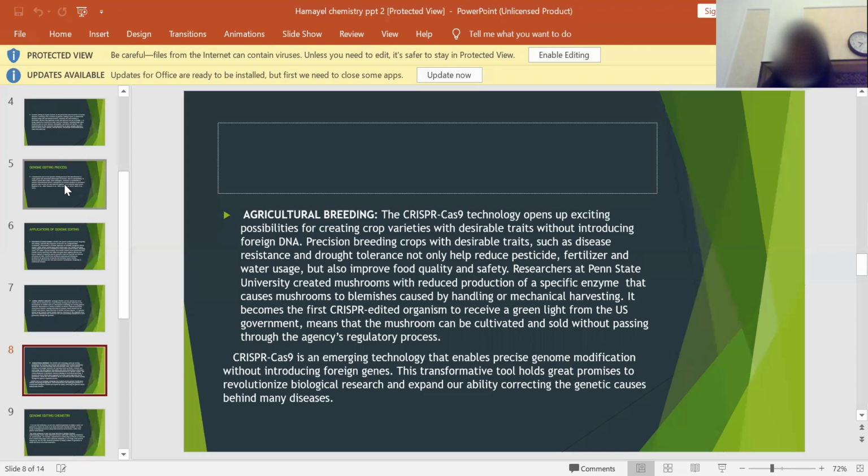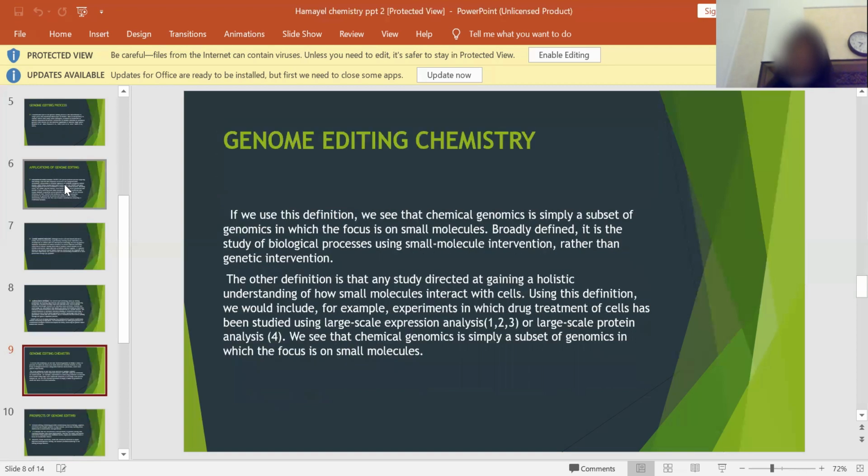So CRISPR-Cas9 is an emerging technology that enables precise genome modification without introducing foreign genes. This transformative tool holds great promise to revolutionize biological research and expand our ability to correct the genetic causes behind many diseases. Now we'll come to genome editing chemistry.